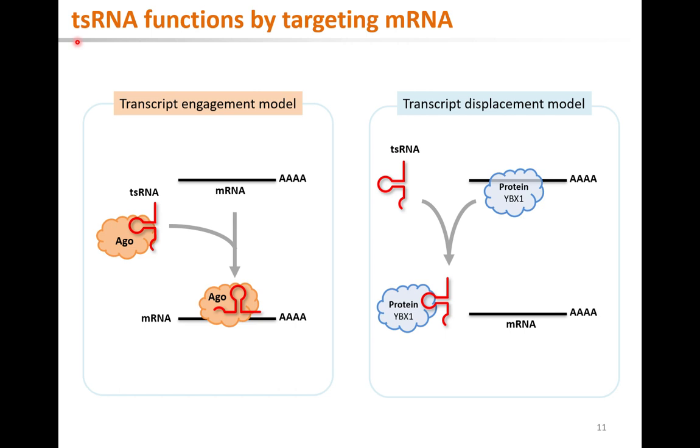tsRNA regulatory functions are often by mechanisms of targeting mRNAs. In the transcript engagement model, tsRNAs can guide the AGO complex to engage target mRNA the same way as microRNA. In the transcript displacement model, a tsRNA can bind and displace the protein factor, for example, YBX1 protein, from the mRNA to turn off the RNA binding protein effects on the target mRNA.